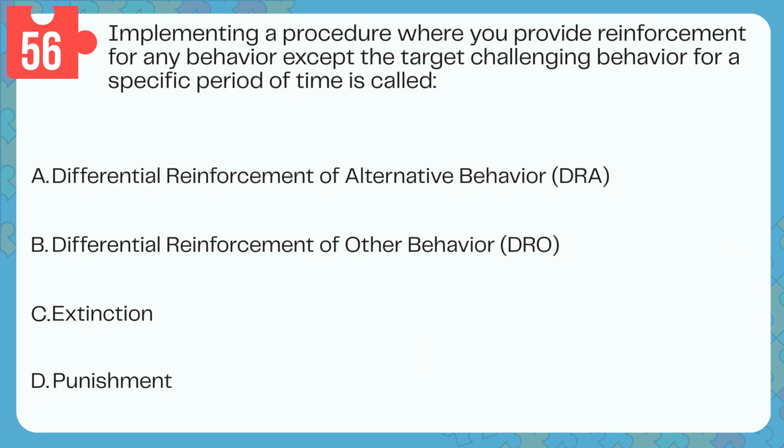Question 56. Implementing a procedure where you provide reinforcement for any behavior except the target challenging behavior for a specific period of time is called A. Differential reinforcement of alternative behavior, DRA. B. Differential reinforcement of other behavior, DRO. C. Extinction. D. Punishment.